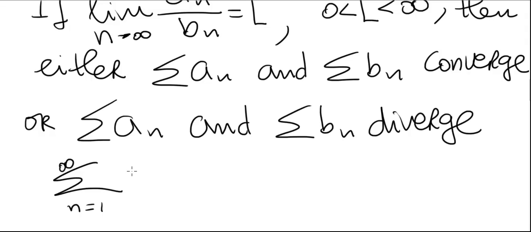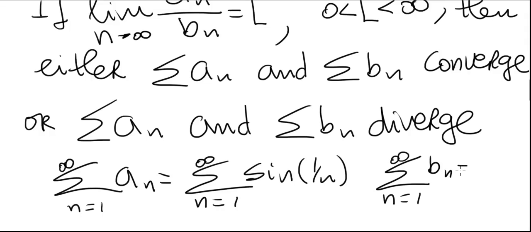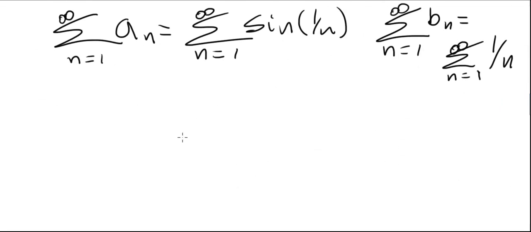So here the summation from 1 to infinity of sine of 1 over n will be our a sub n series. Now how do we determine the b sub n series? Whenever you encounter something like this with a sine or a tangent where the test for divergence is inconclusive, you let the b sub n series be whatever is inside the sine. So in this case 1 over n is inside the sine, and that is what's going to be our b sub n series. So let's evaluate the limit and see if we can use the limit comparison test.